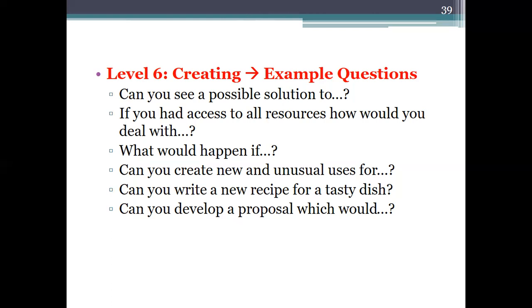Examples of questions regarding this last level of learning might be: Can you see a possible solution to? If you had access to all resources, how would you deal with? What would happen if? Can you create a new and unusual use for? Can you write a new recipe for a tasty dish? Or can you develop a proposal which would?